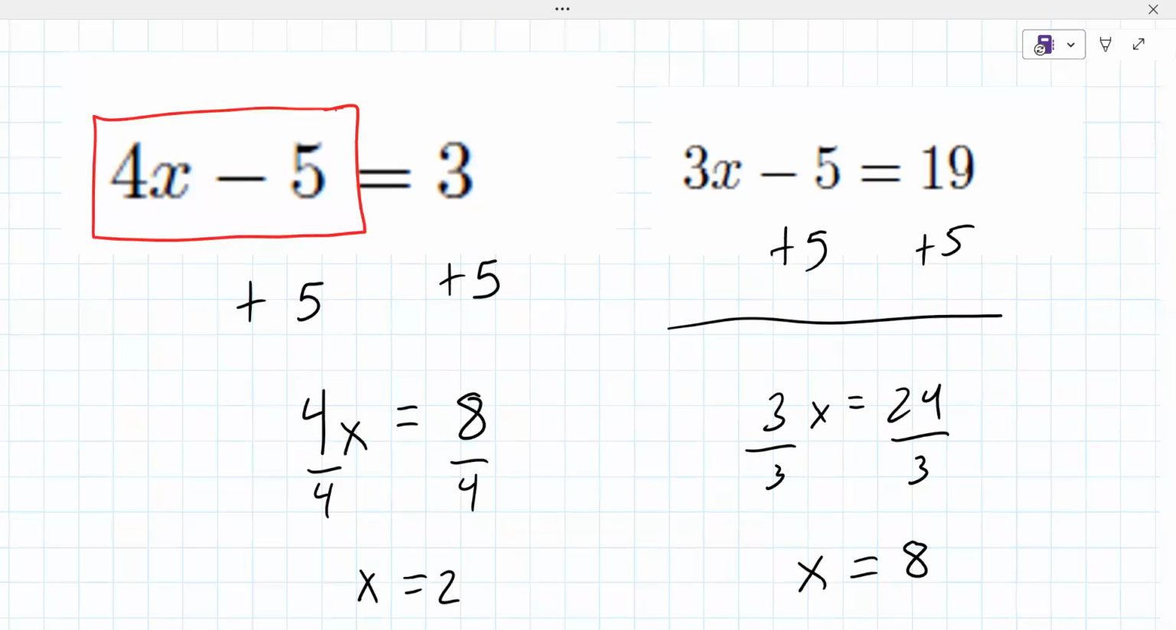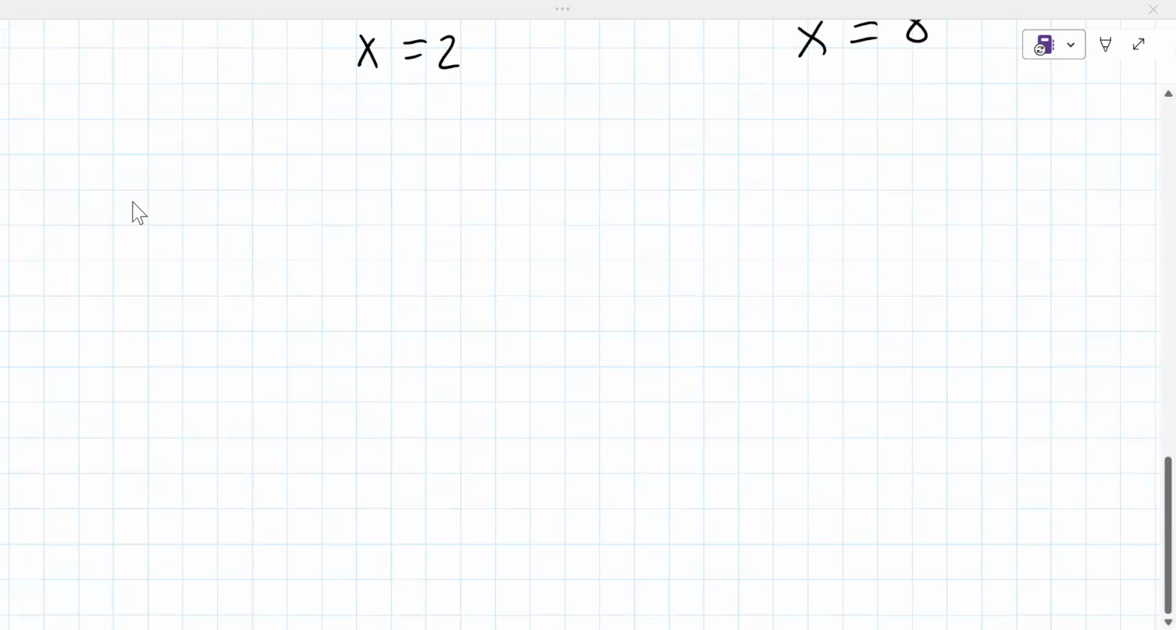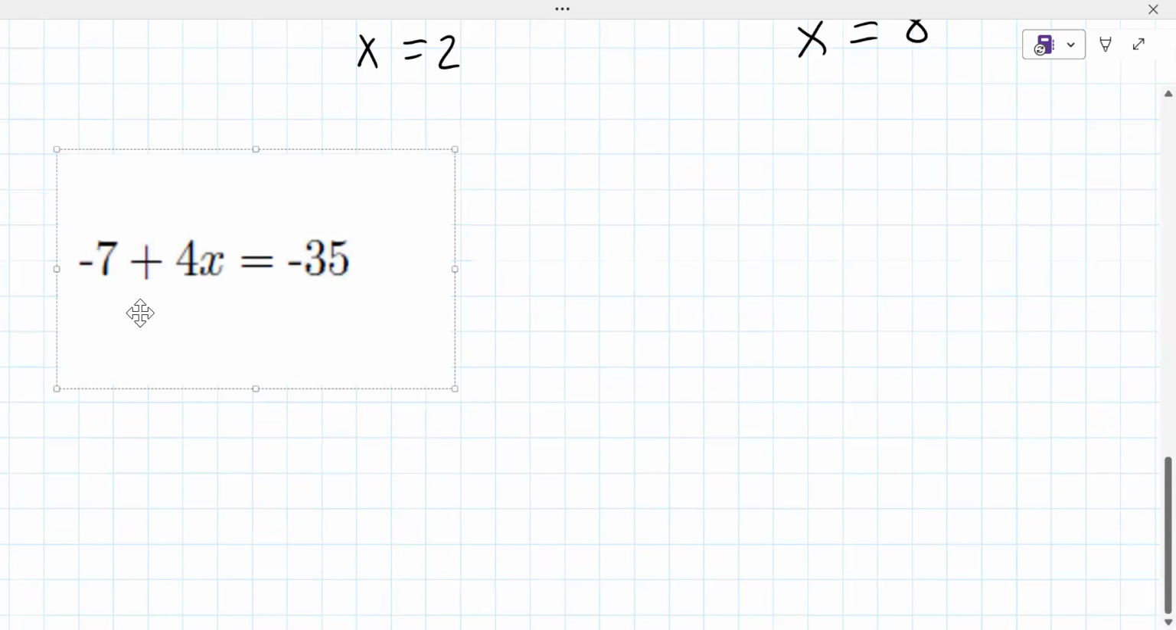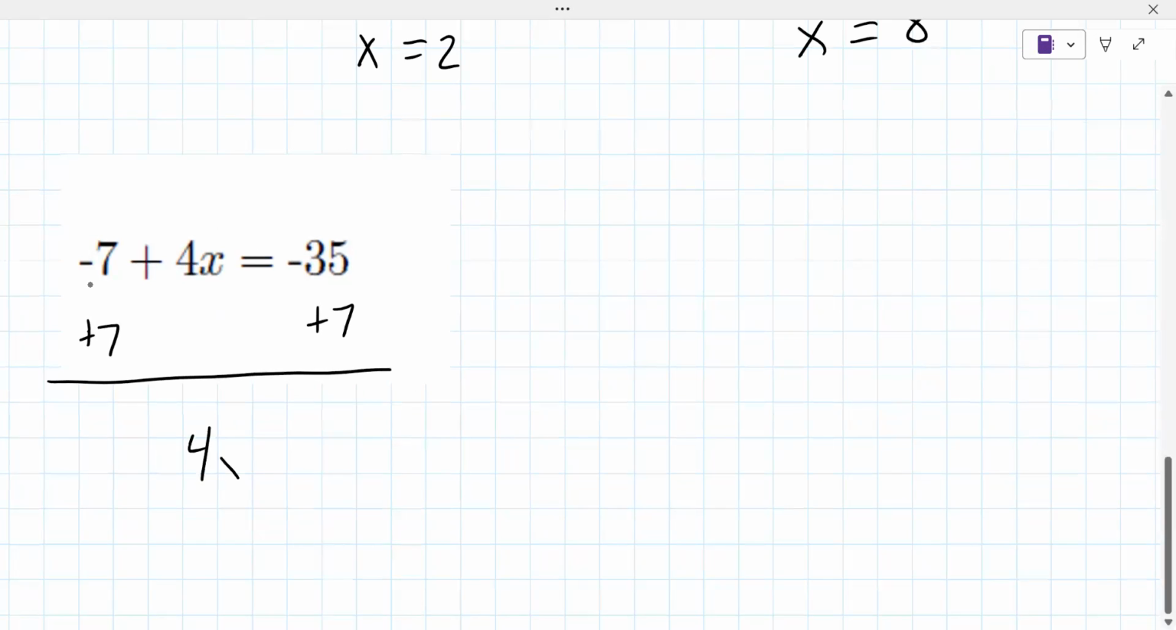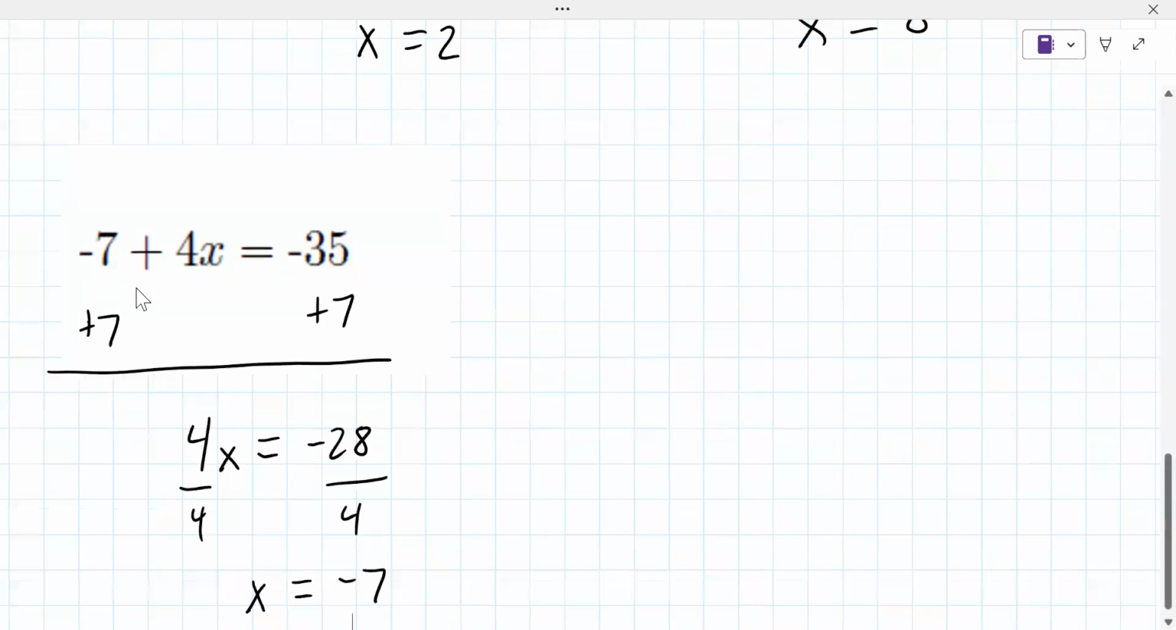All right, so let's look at some more difficult ones. There are some variations on this question that you'll see. Sometimes the number that you need to add is because it has a negative sign in front. -7 plus 4x equals -35. How do you undo the -7? Well, you add 7 to both sides of the equation. 4x equals -28. Divide by 4, x equals -7. Is anything about this unclear to you?